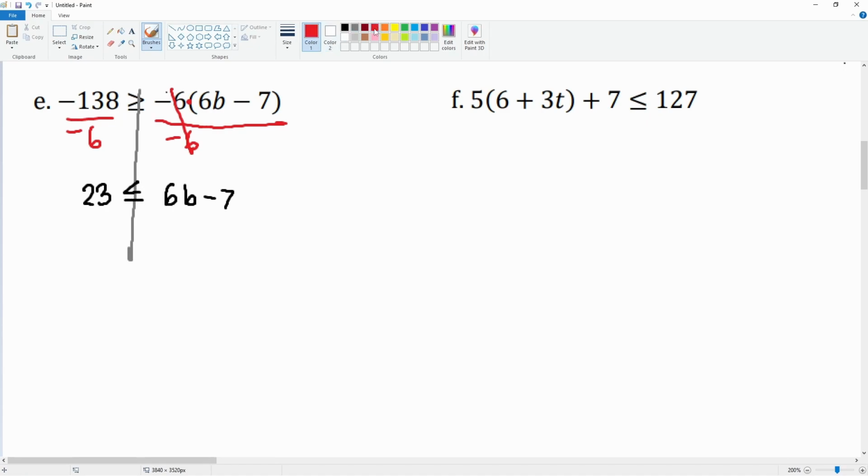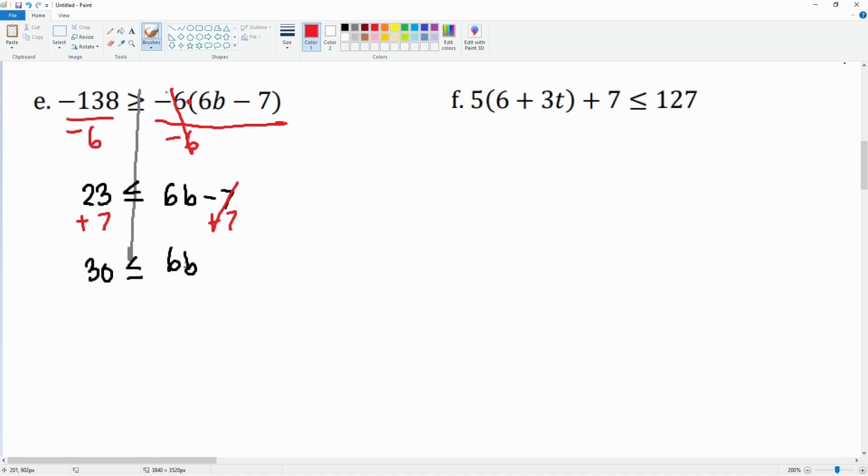Okay, all right, so we have 6b minus 7, so we're going to add 7 to both sides. Oh, the number's starting to look pretty good. So this cancels because it makes the number 0, just leaving you with a 6b on the right. 23 plus 7 is 30. Bring down that inequality symbol.